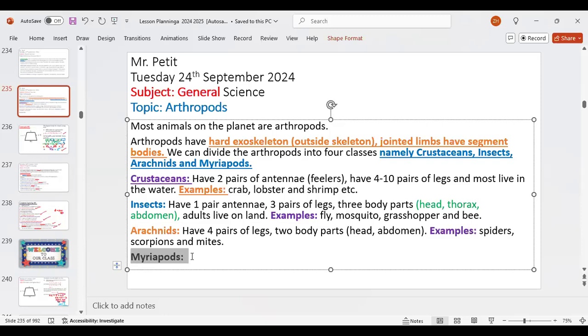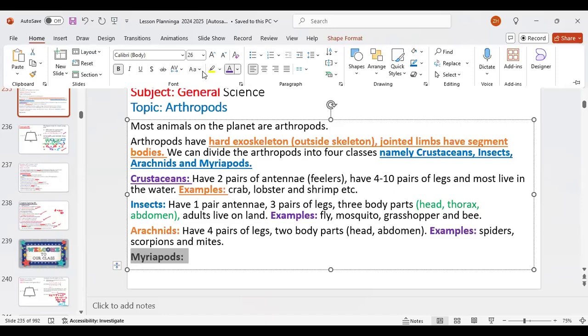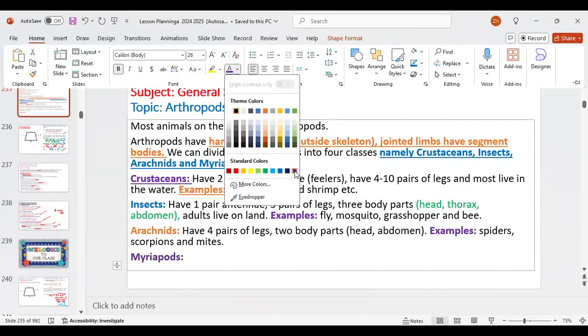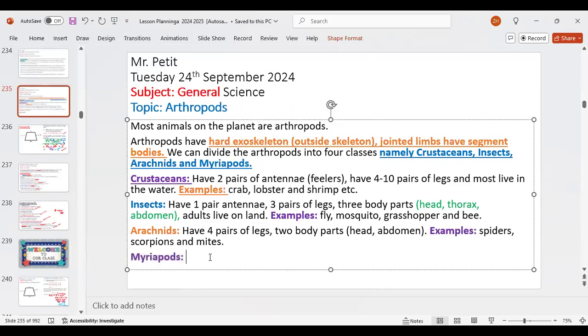All right, then we have the myriapods. The myriapods. Ooh, these are also the scary ones. That's millipedes and centipedes.